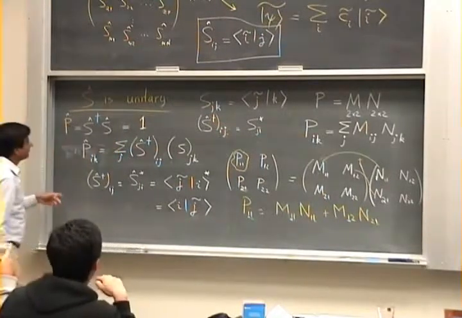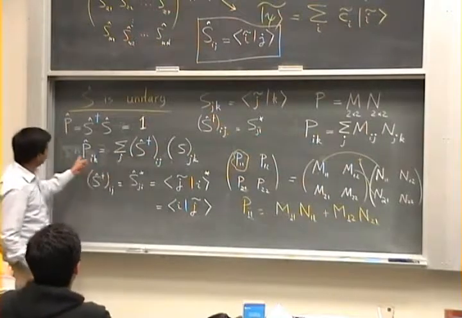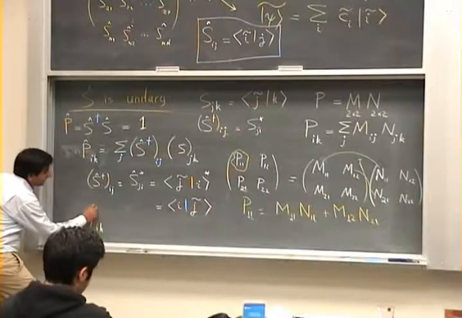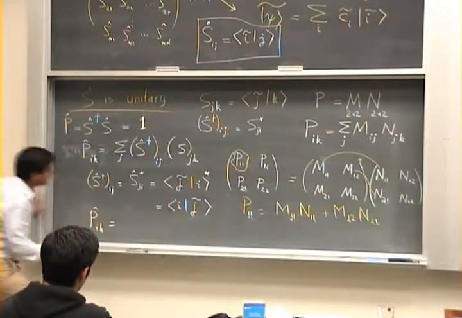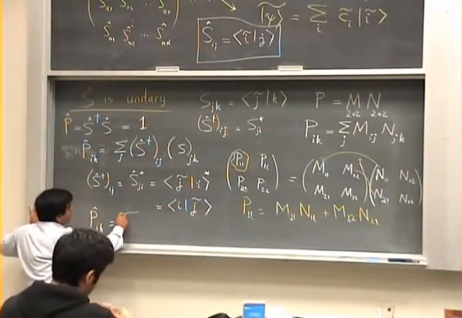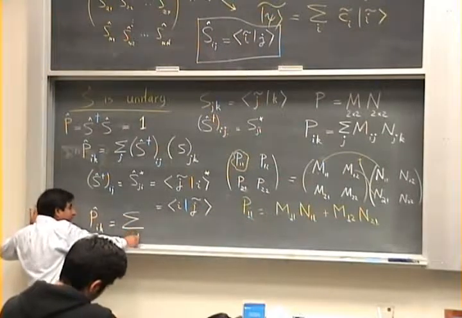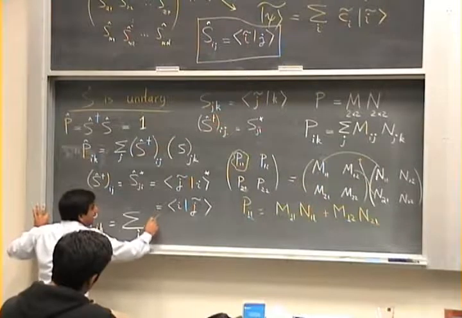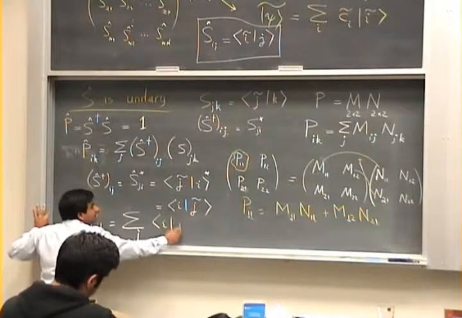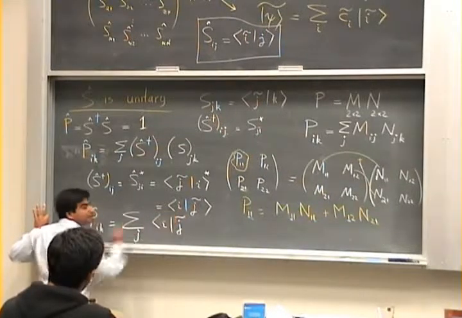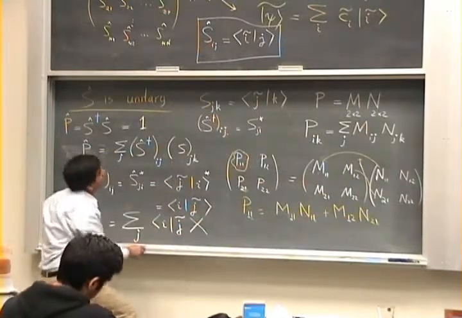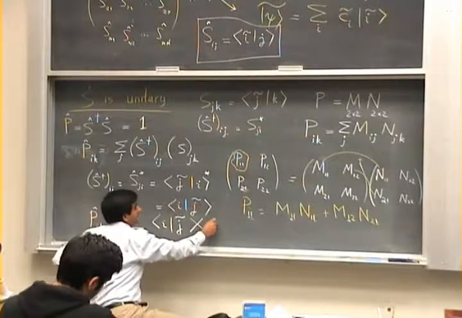Now what you would like to do is you just put this in here, and P_IK is the IKth element of the product. This turns out to be equal to the sum over all J of M_IJ and S_JK, which is simply J tilde.